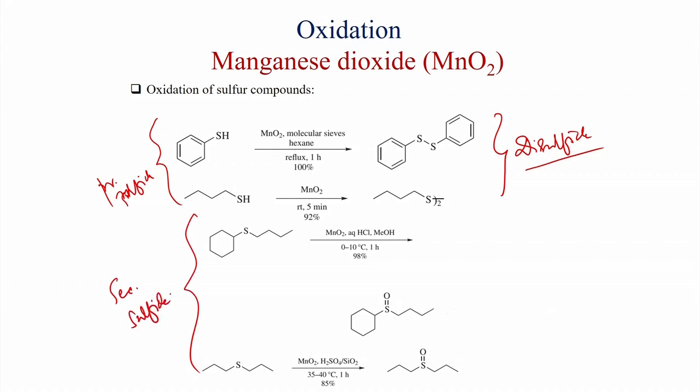On the other hand, this is a secondary sulfide. Secondary sulfide under this condition generates sulfoxide. So, this is very important. Primary thiol will give the disulfide, whereas secondary sulfide with MnO2, aqueous HCl, methanol, so you need some acid as well as MnO2, and then sulfoxide is formed in 98% yield. Also, this aliphatic secondary sulfide was converted to the sulfoxide with manganese dioxide, H2SO4, silica condition at 35 to 40 degrees, and you get 85% yield of this product.